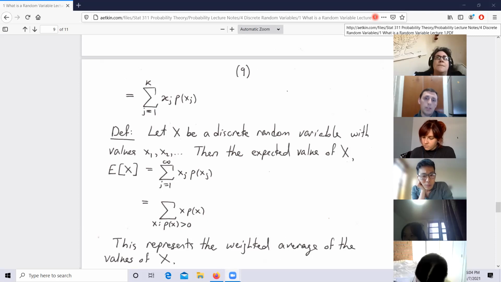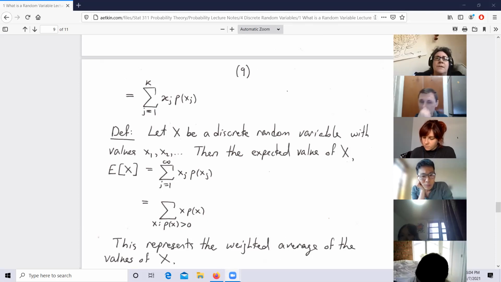Expected value can be any number, of course. It's not a probability, it's just the average win per game. If you think of it as gambling, it's the average amount of money you will get per game if you play many, many games. Okay?